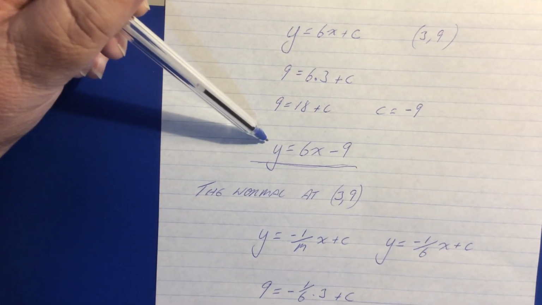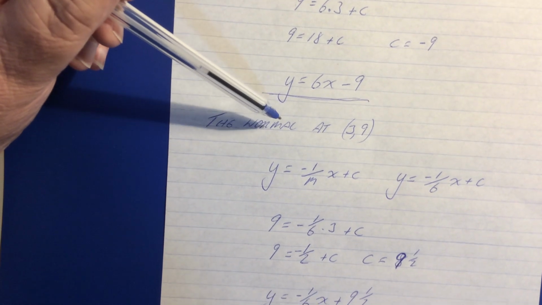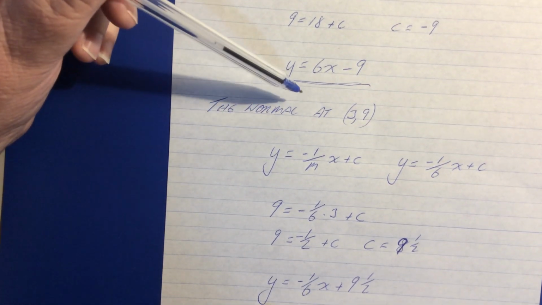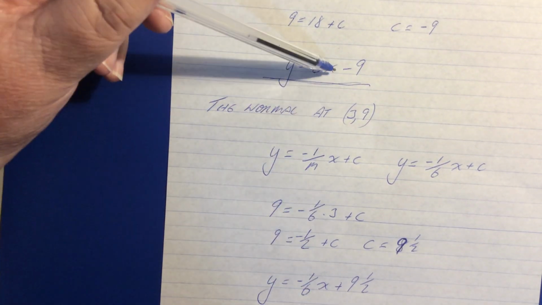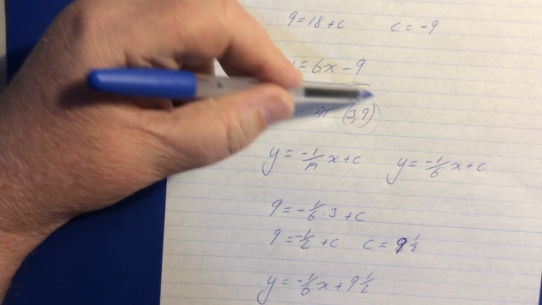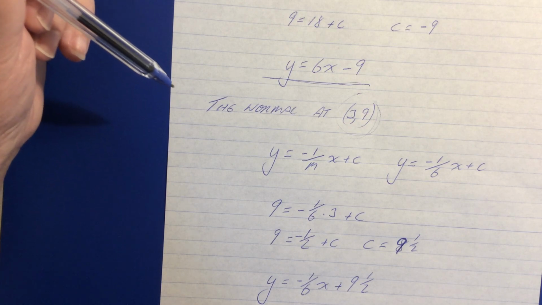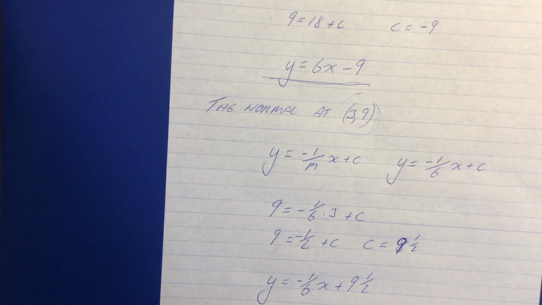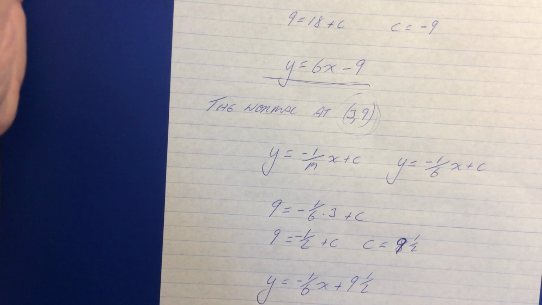Now, if you wanted to, you could take this equation and the equation of the tangent here and put them into a simultaneous equation. You could create a simultaneous equation using these two. And the answer would be this set of coordinates, which tells you that you've got it right.